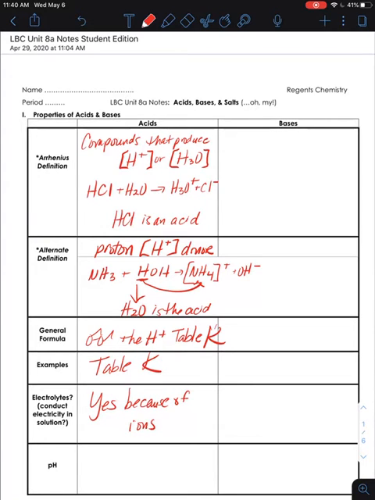Now the range is usually from 0 to 7, which we consider neutral. This is going to be a strong acid, and this is going to be a weak side of the acid. So 0, 1, 2, 3, 4, 5, 6. As we are going this way, it is becoming weaker and weaker.